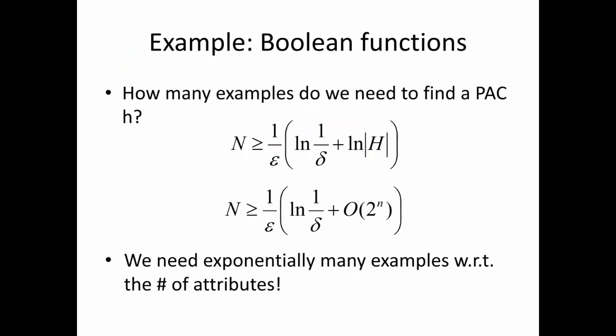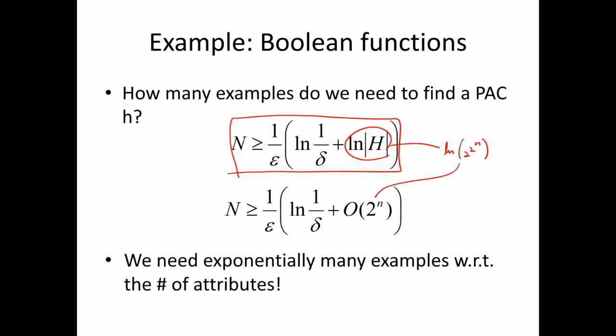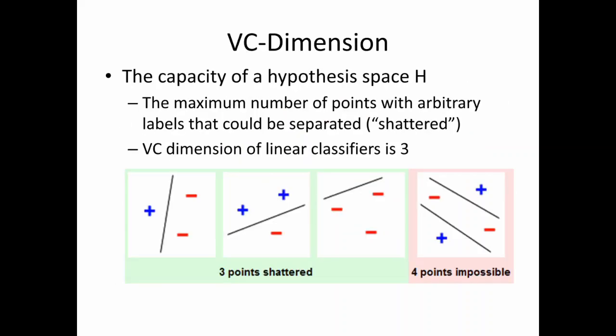Okay, staying with the same example of Boolean functions. So how many data points do we need to find a PAC H? This is what we derived. And this thing would be natural log of 2 to the 2 to the n, which is big O of 2 to the n. So even for simple Boolean functions, we need exponentially many examples with respect to the number of attributes or features. And we actually saw this last class when we were discussing the curse of dimensionality, where even after adding just one feature, our space goes from 2D to 3D, and the same 8 examples no longer cover the space as well.